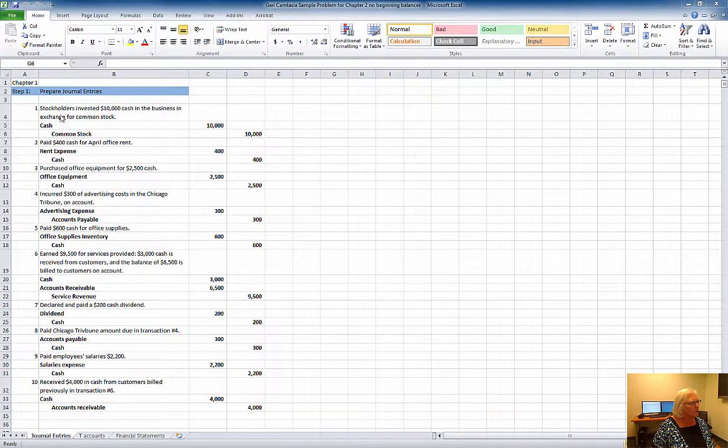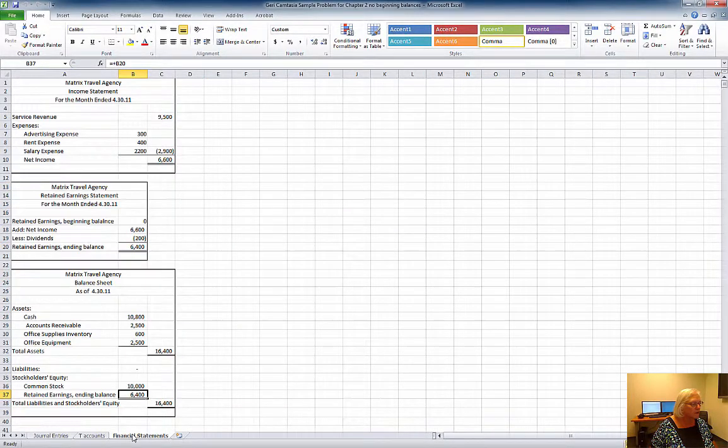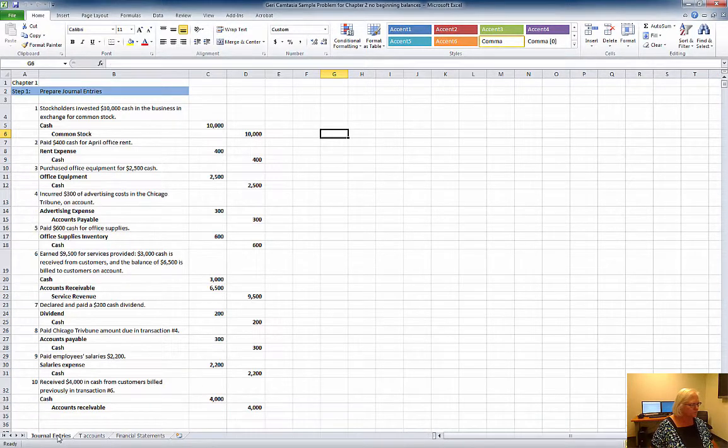Okay, so what we're going to do is take the transactions, analyze them, and make journal entries, and here are all the journal entries. I'm going to post those journal entries to T accounts. From the T accounts, we're going to prepare financial statements and keep it just as simple as we can.